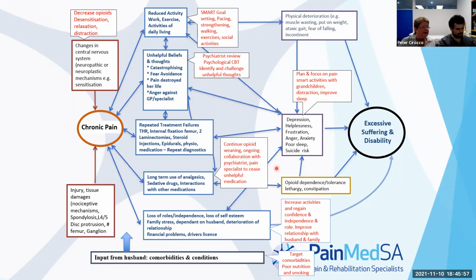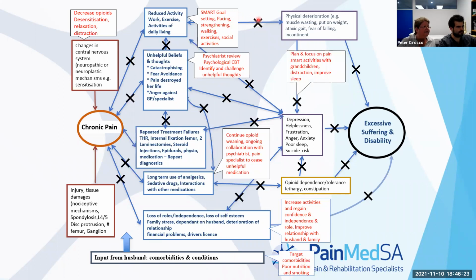Continue the opioid weaning, ongoing collaboration with all of the people involved in the care. And then help her increase her activities to regain her confidence and her independence, improve her relationship with family and her husband. And then later, target the comorbidities with the poor nutrition and the smoking. So what does that look like when we put it all together? If we could break some of these pathways, we could fix some of these areas that were increasing Carol's excessive suffering and disability. So by introducing some of these strategies, we're able to break this and improve her outcomes.